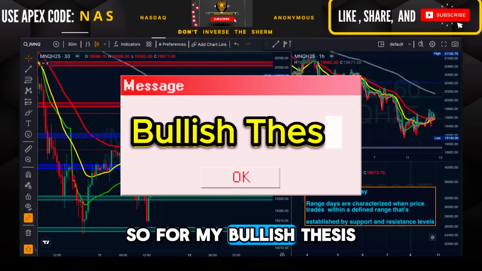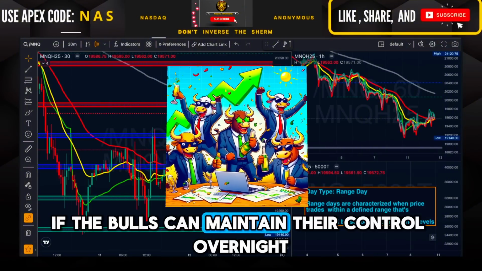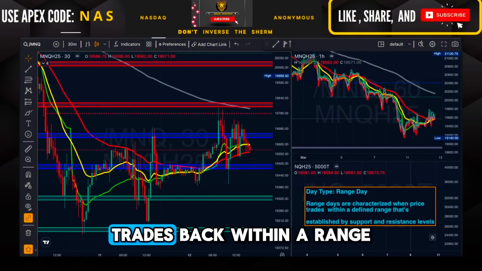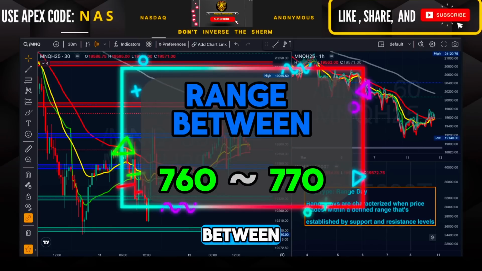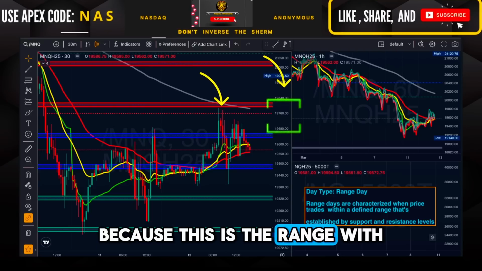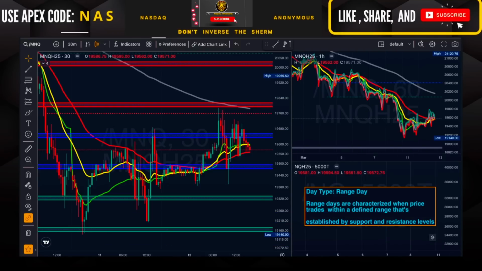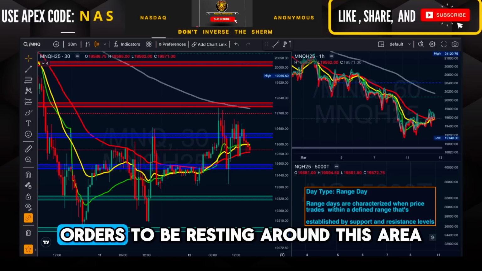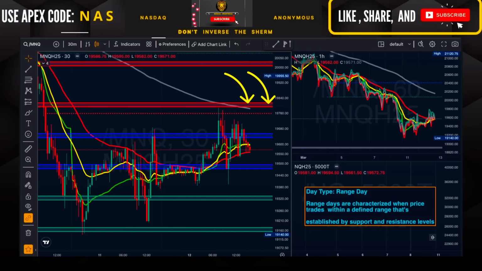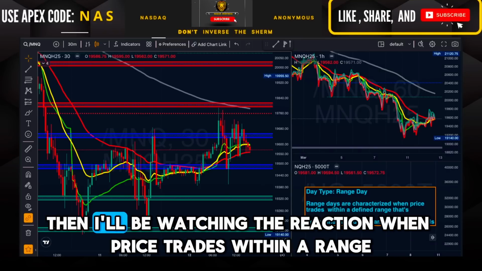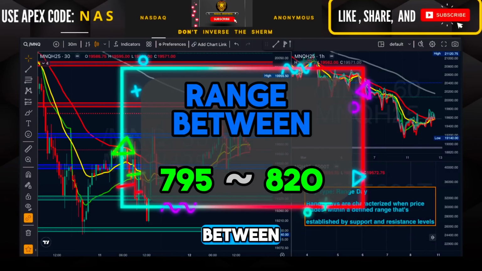So, for my bullish thesis, if the bulls can maintain their control overnight, then I'll be watching the reaction when price trades back within a range between 760 and 770. Because this is the range where the bears broke structure to the downside earlier in yesterday's session, and I do expect for passive sell orders to be resting around this area to sell the retest.